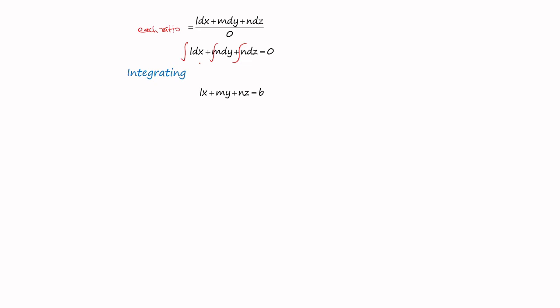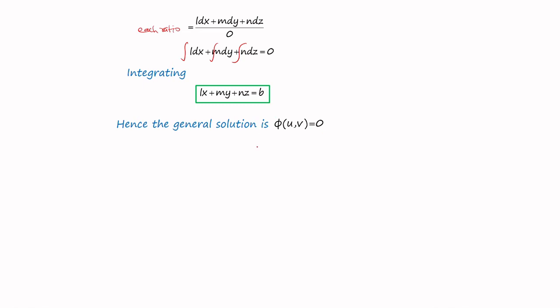Integral L, M, N are constant, isn't it? L into integral dx is Lx, plus M into integral dy is y, plus N into integral dz is z, plus a constant. This is our next solution. So the general solution of the given problem is phi of u comma v is equal to 0.